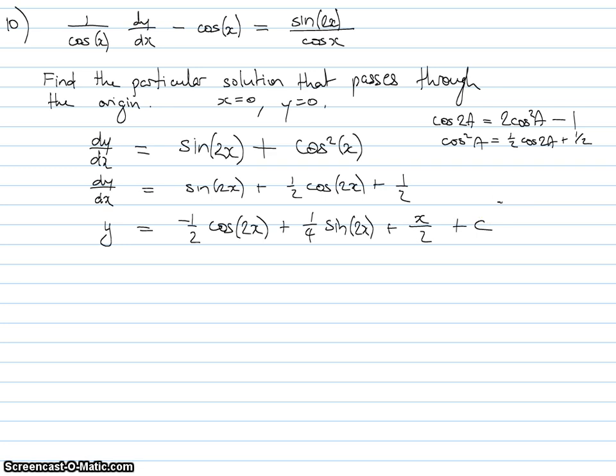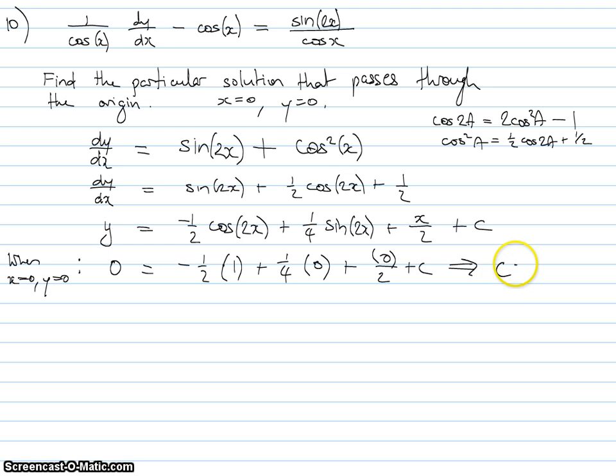I have to now find the particular solution that passes through the origin. Well, that means when x equals 0, y equals 0. So what do I get from that? I get 0 is equal to negative a half times cosine of 0. Cosine of 0 is 1, plus a quarter times sine of 0. Sine of 0 is 0, plus 0 upon 2 plus c. So that's going to tell me that c is equal to negative 1/2, and that gives me my general solution as y is equal to negative a half cosine of 2x plus a quarter sine of 2x plus a half x minus a half. Sorry, c will equal positive a half.